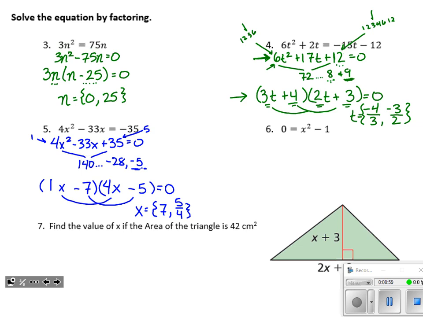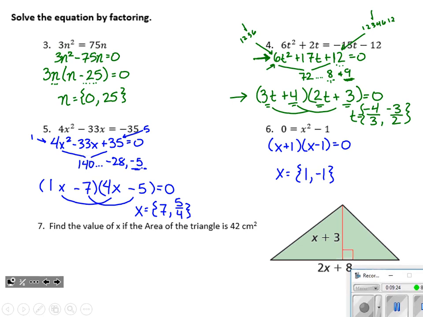And lastly, problem number 6, it's already set equal to 0. This is a difference of squares, so it should be very fast for us to factor that out and find our solutions, x equals 1 or negative 1. Now I'm using the squiggly little braces to contain my solutions because we have more than one. It's technically a set of solutions. That is not necessary. However, that is good practice mathematically. That's a nice way to denote when you have more than one solution.